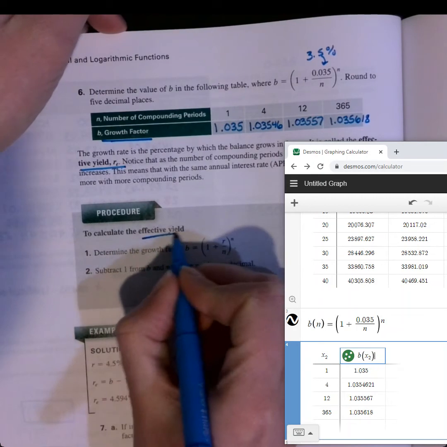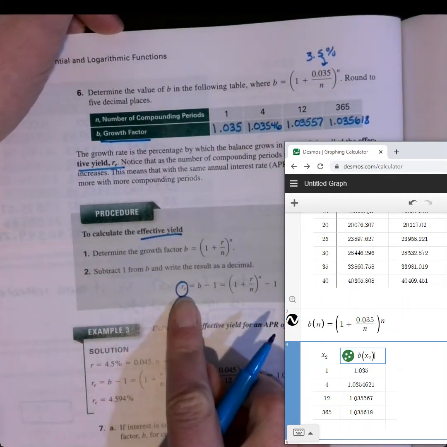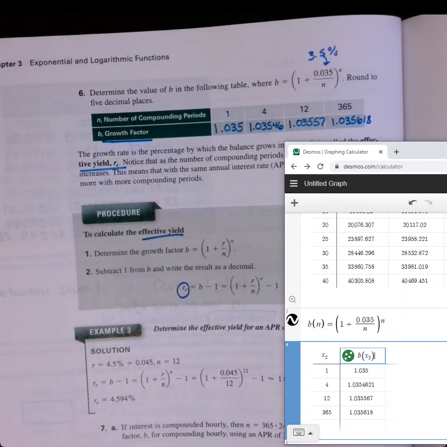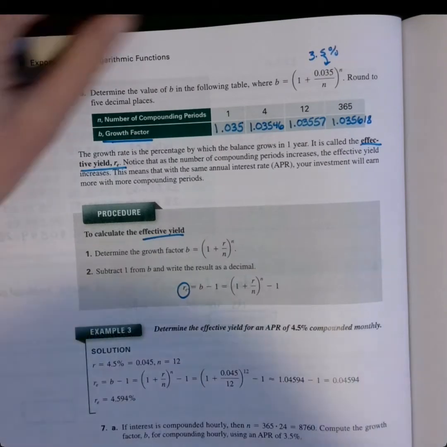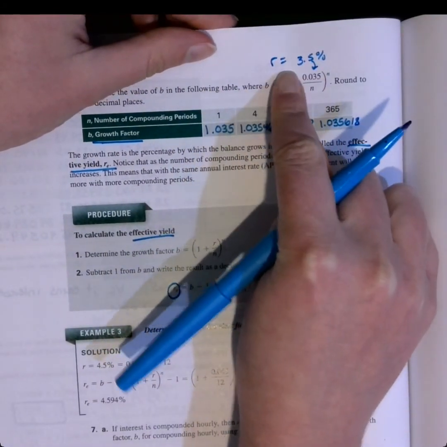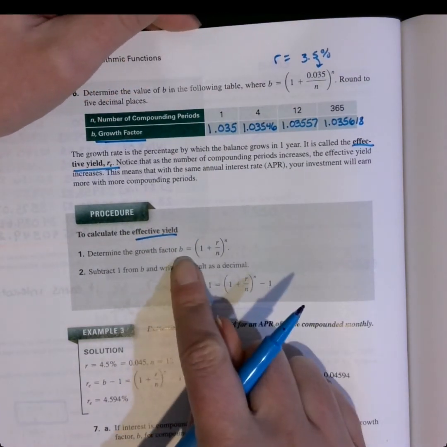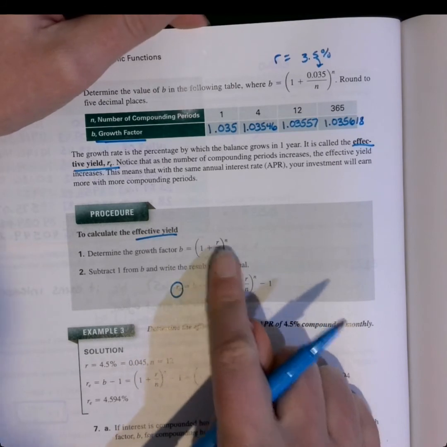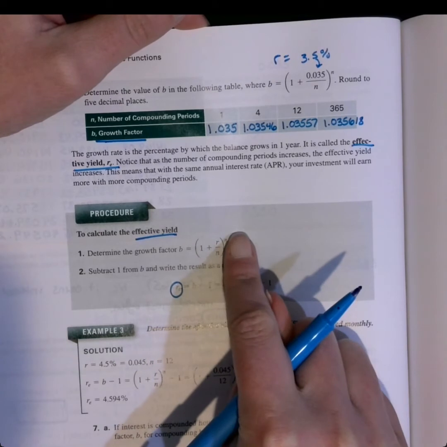So our effective yield is called R sub E. The little e just stands for effective to differentiate R sub E from R, which is the annual growth rate. This was R. All of these had the same R, regular R. But R sub E, the effective yield, is computed with that B equals 1 plus R over N, R being the interest rate, over N, the number of compoundings, to the power of the number of compoundings.